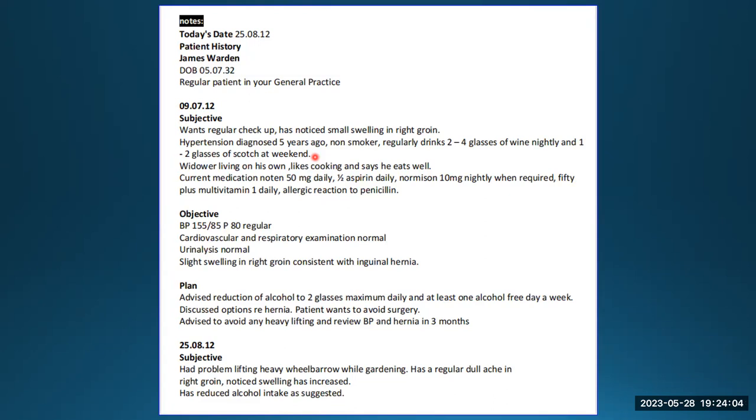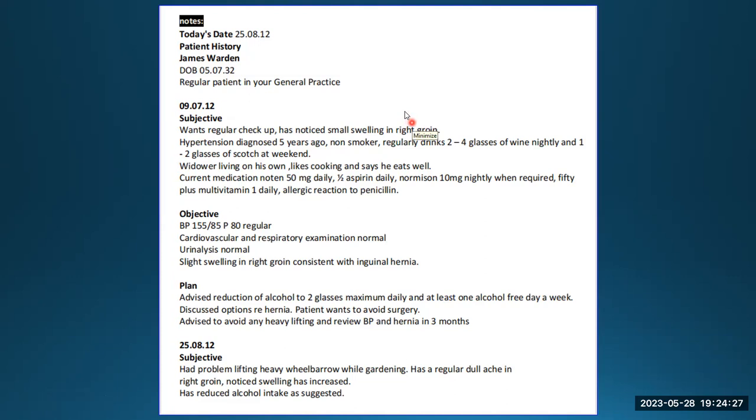I want any volunteer who can read this from here. Objective. Any volunteer? Hello, who's there? Dr. Fatima, yeah, okay, you can read. Start from this.